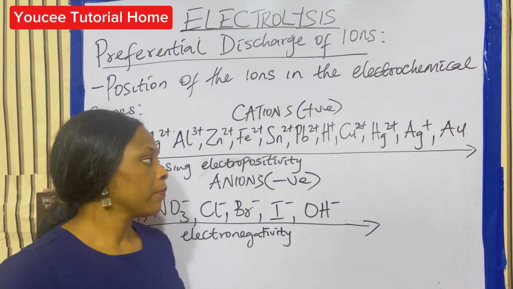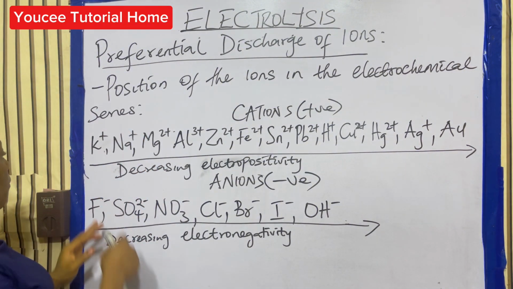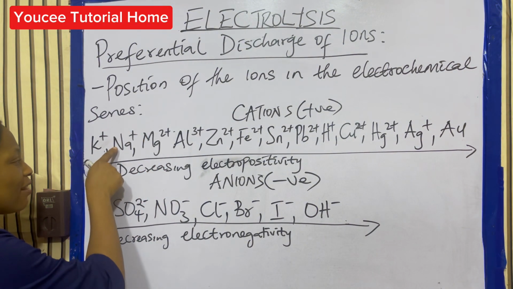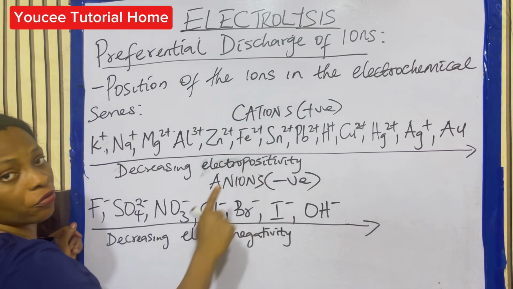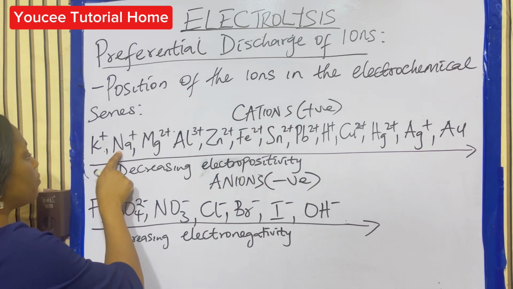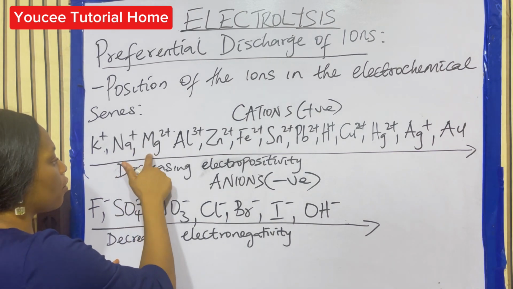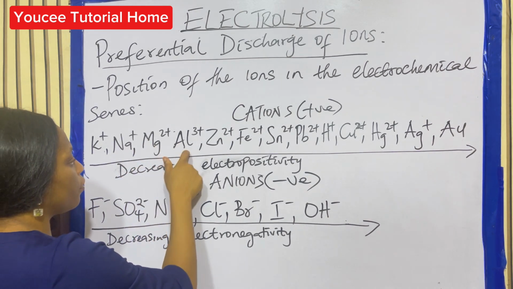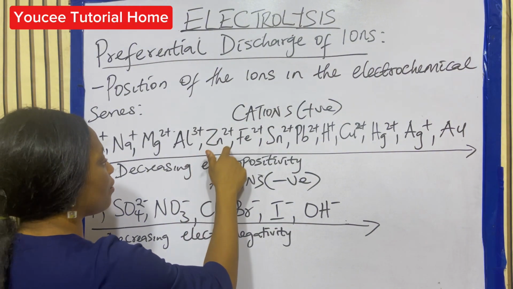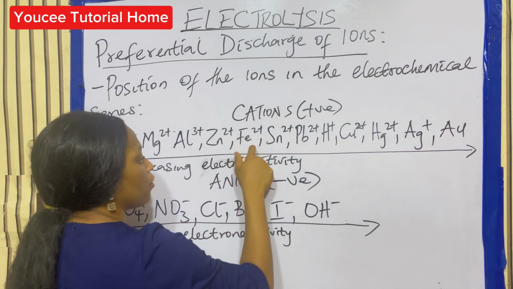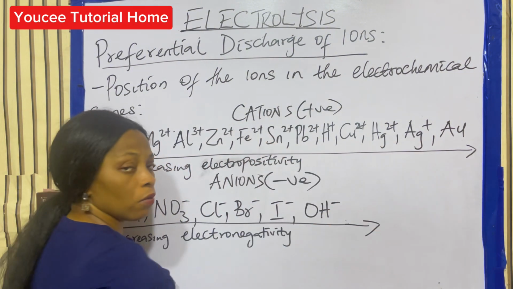Are we together? Okay. Now, potassium is higher because of decreasing electropositivity. So potassium is higher than sodium. Sodium is higher than magnesium. Magnesium is higher than aluminium. Aluminium is higher than zinc. Zinc is higher than iron. Iron is higher than tin, and so on.